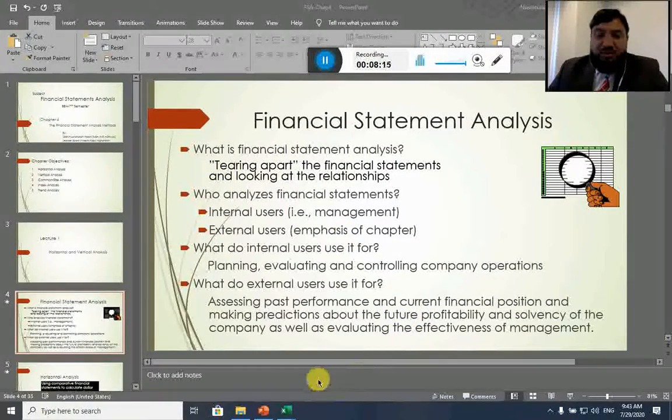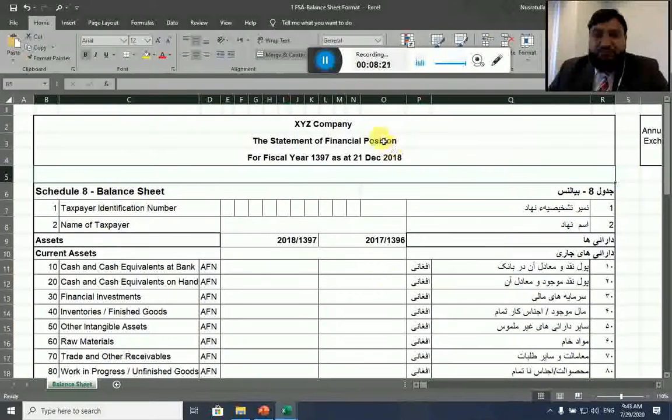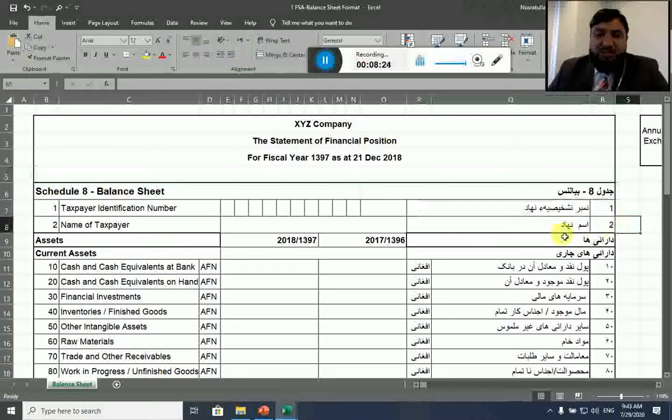Okay, so let's talk about the financial statements now. I'll show you a balance sheet which is used in Afghanistan. This is a standard template for the balance sheet used in Afghanistan accounting system, right? This is issued by the Ministry of Finance and used by the taxpayers while they report their income statement and balance sheet to their tax returns, especially the annual tax return to the Ministry of Finance, to the tax office. They have to fill this template of the statement of financial position or the balance sheet.